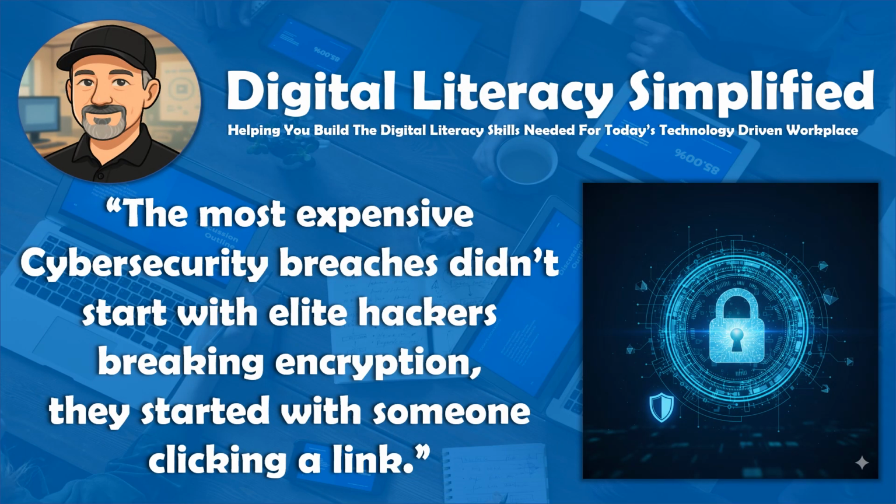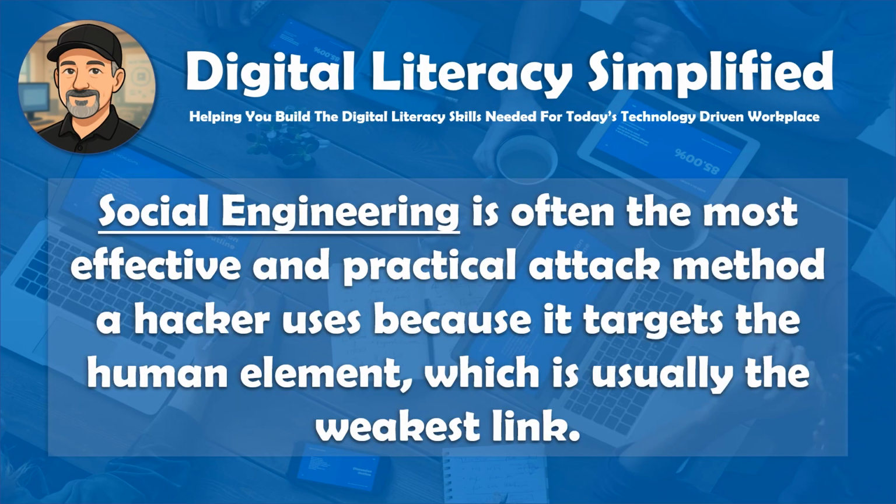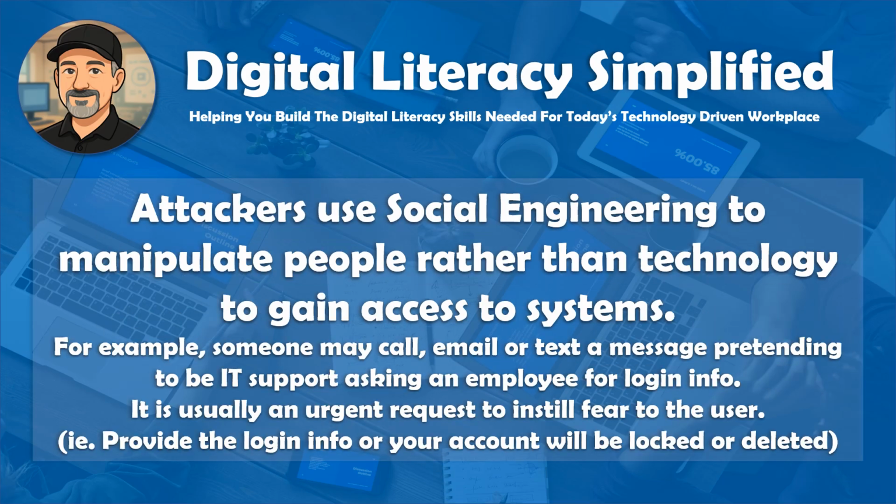The most expensive cybersecurity breaches didn't start with elite hackers breaking encryption. They started with someone clicking a link. Social engineering is often the most effective and practical attack method a hacker uses because it targets the human element, which is usually the weakest link. Attackers use social engineering to manipulate people rather than technology to gain access to systems. So for example, someone may call, email, or text a message pretending to be IT support asking an employee for login info. It's usually an urgent request to instill fear in the user.